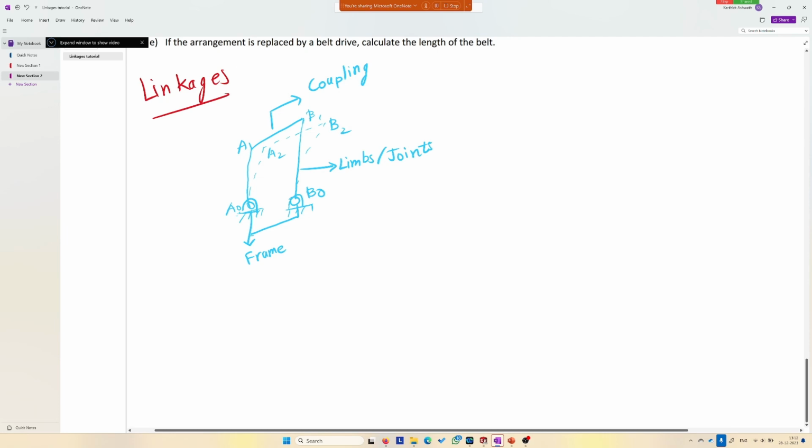Usually everything you will see in this course will be some kind of combination of these 4 bar linkages. I just want to ask, A and B are fixed on the ground? Yes, A0, B0 are fixed, A1, B1 are moving.